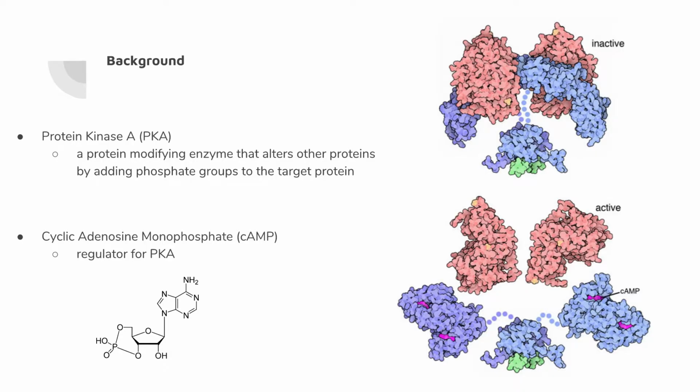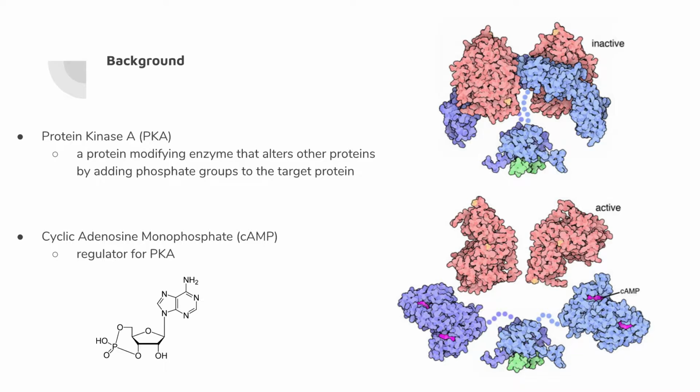PKA, or Protein Kinase A, is an enzyme that adds phosphate groups to other proteins, thereby changing the structure and ultimately the function of the phosphorylated protein. PKA is extremely important within our body as it regulates a lot of cellular activity and thus must be kept under control, which is what cyclic AMP does.